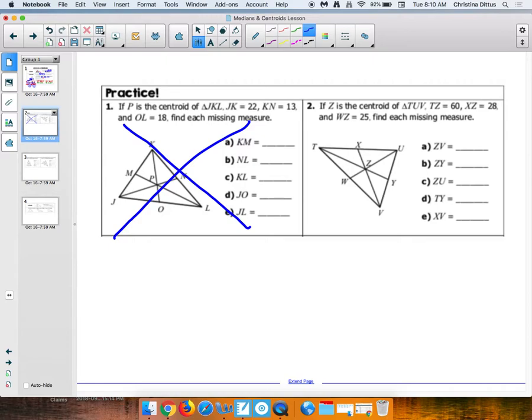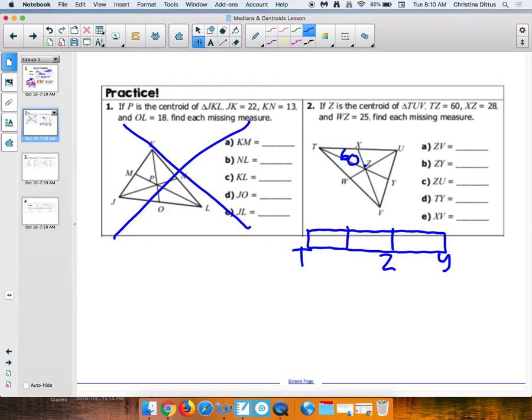Okay, number 2 says Z is my centroid, so I got medians. It says TZ, this line right here, is 60. So let's deal with that right now. I'm going to draw a 3-part box. T is my vertex, right? Y, if I look at the whole line, Y is my midpoint. So is this T to Z 2 boxes or 1 box? 2 boxes. So T, Z, and then Y.